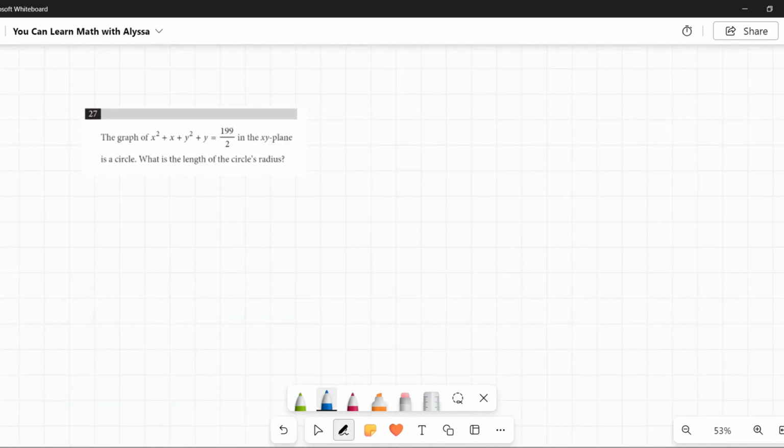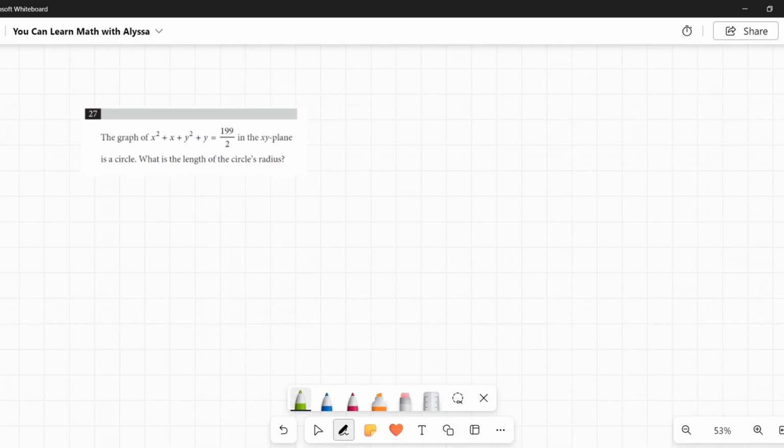Number 27, last problem, yay! In this section anyway, this module. The graph of x squared plus x plus y squared plus y equals 199 halves in the xy plane. It is a circle. I read that wrong, but you know what I meant. What is the length of the circle's radius?